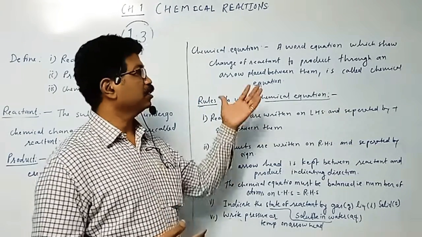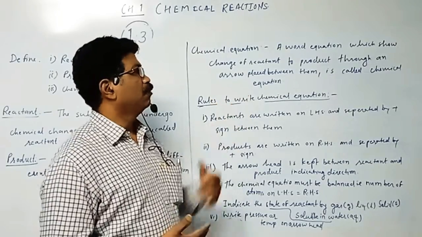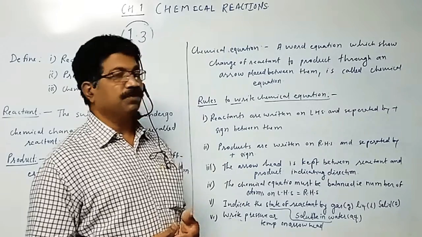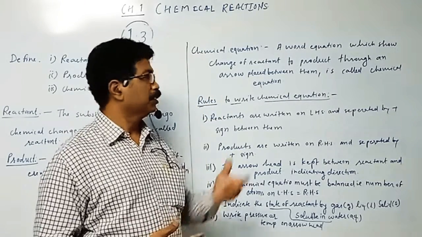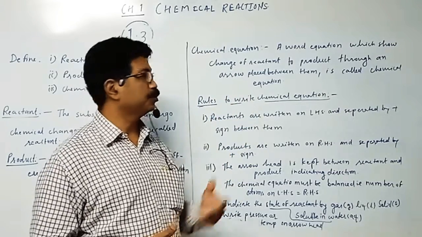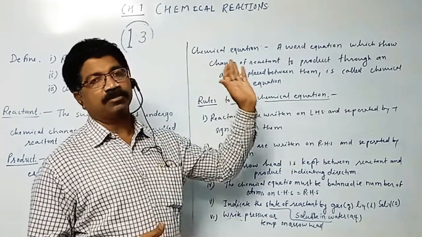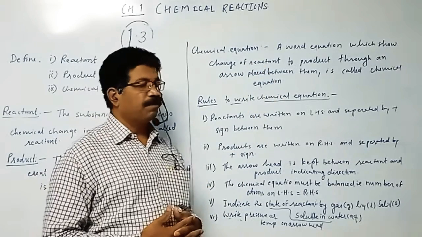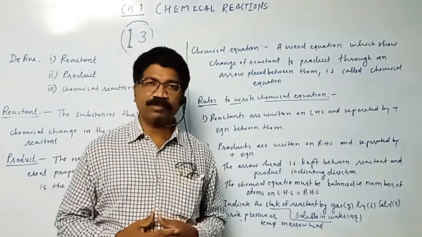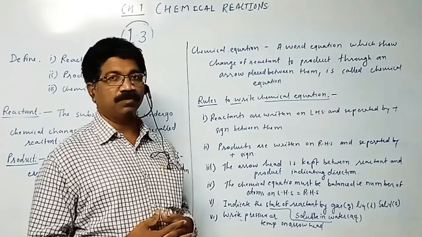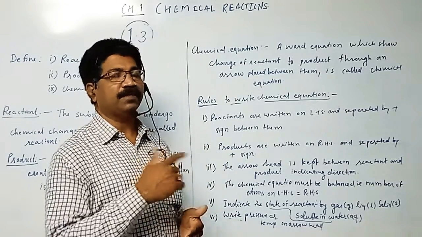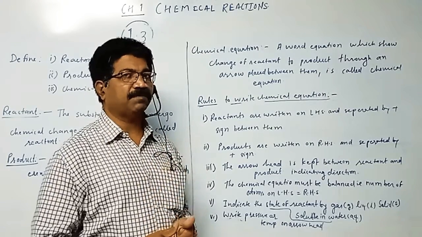So how to write the chemical equation? What is a chemical equation? A word equation which shows the change of reactant to product through an arrow placed between them is called a chemical equation. Now while writing the chemical equation, we have to follow certain rules that should be uniform throughout the world. The first rule is that reactants should always be written on the left hand side and must be separated by putting a plus sign between them.